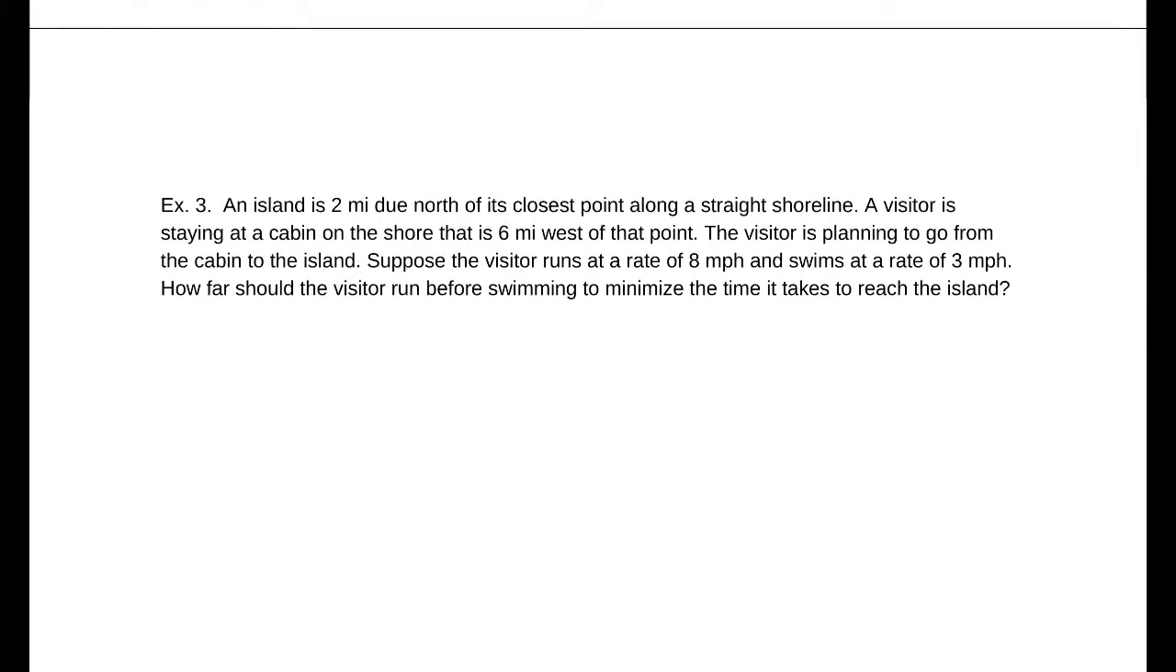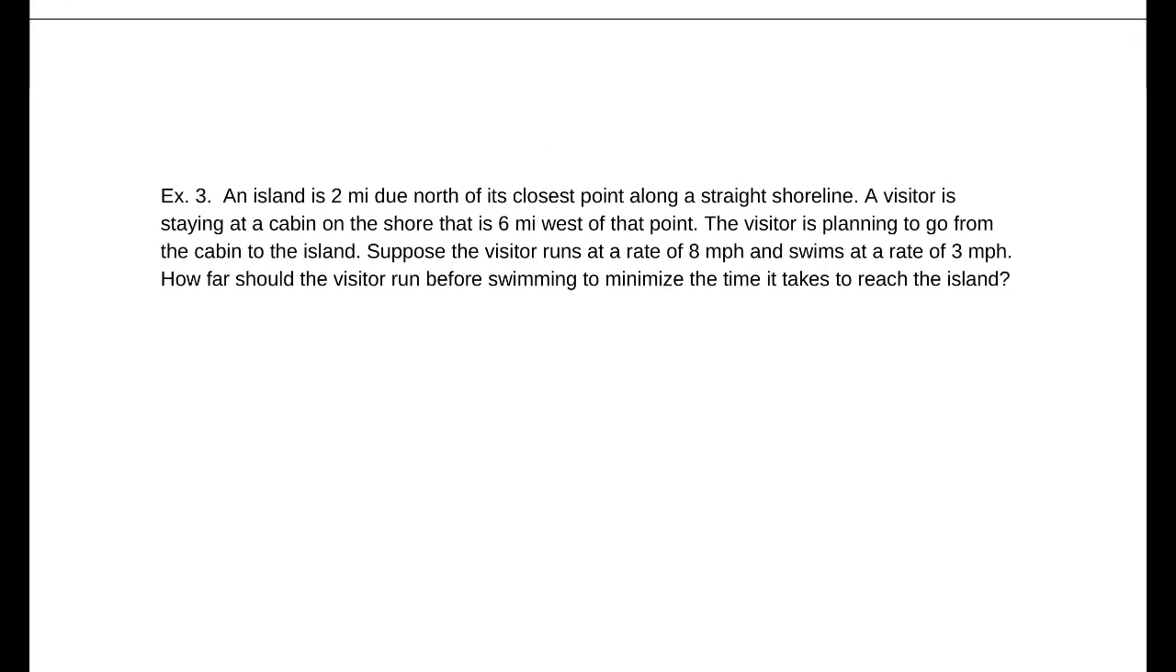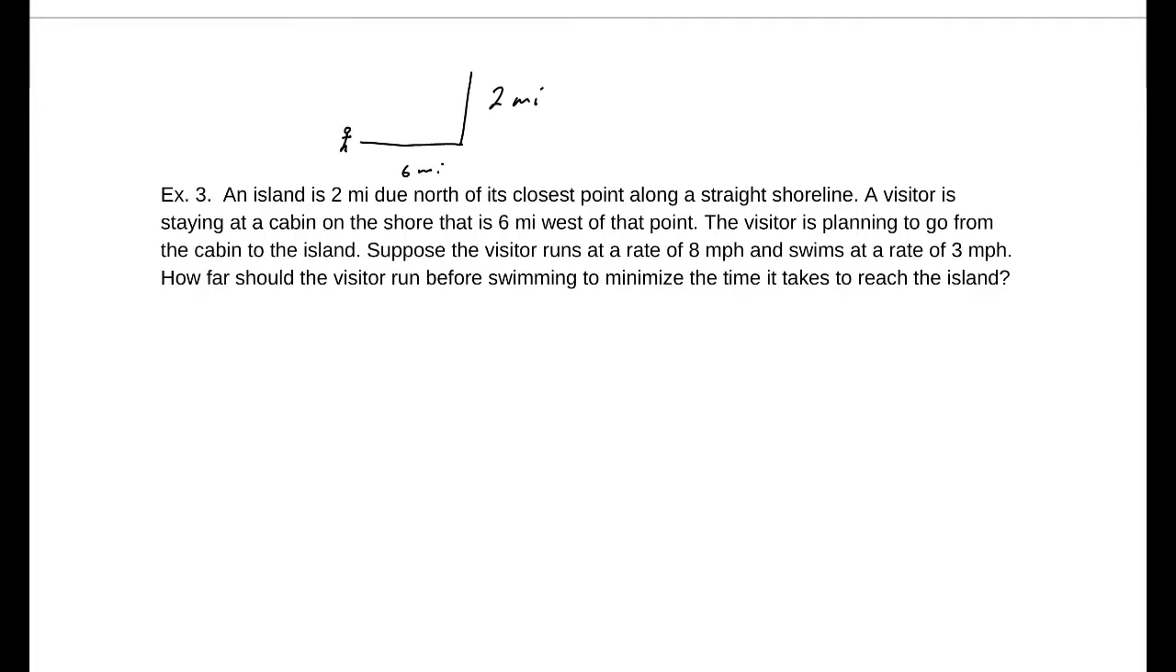Number 3. An island is 2 miles due north of its closest point across a straight shoreline. A visitor is staying at a cabin on the shore that is 6 miles west of that point. All right, let's go ahead and see if we can draw this. We've got an island 2 miles due north, and a visitor is staying at a cabin 6 miles west. All right, so he's staying 6 miles west on a straight shoreline.